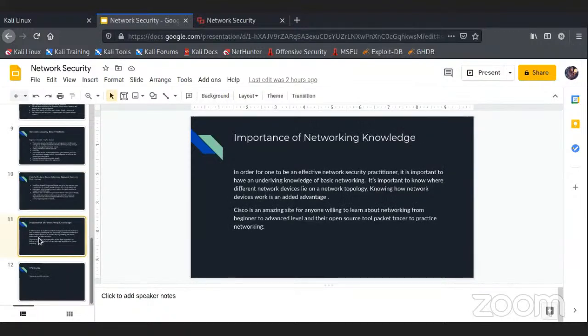Yeah. And finally, there is really a huge importance in having basic knowledge of networking, because you'll know the topology, you might know how to configure routers, and that would be a real push, a huge added advantage to anyone with basic networking knowledge.